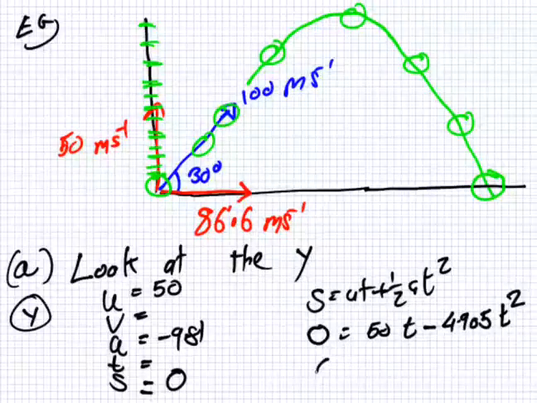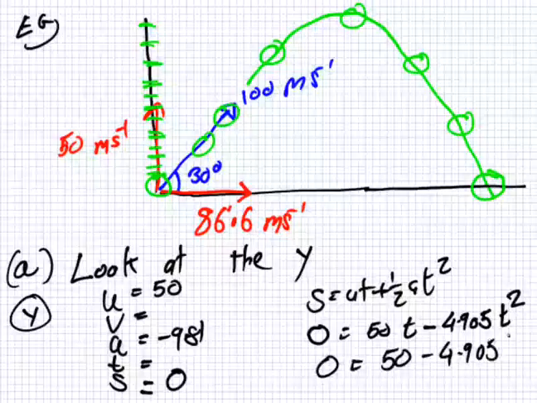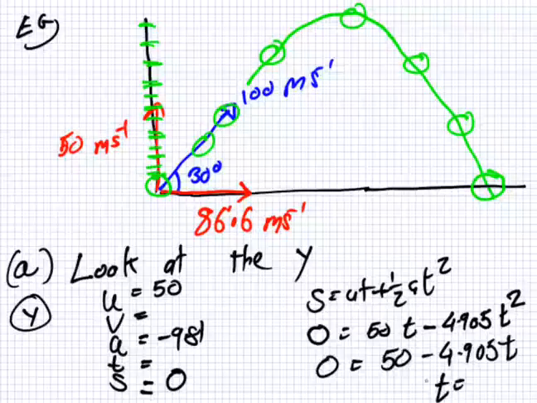Alright, so let's have a look at our first example. A projectile is fired, so you can write it down. It's fired at an angle of 30 degrees and a speed of 100 to the horizontal. What is the time of flight? What is the range? What is the maximum height?